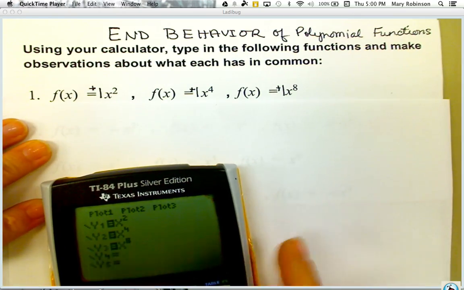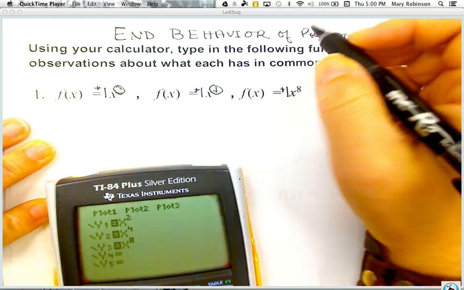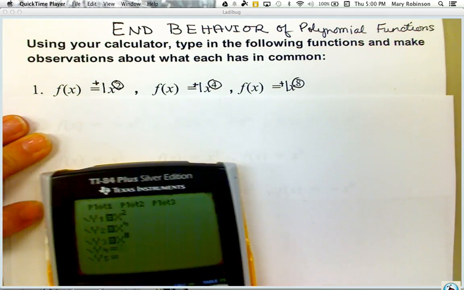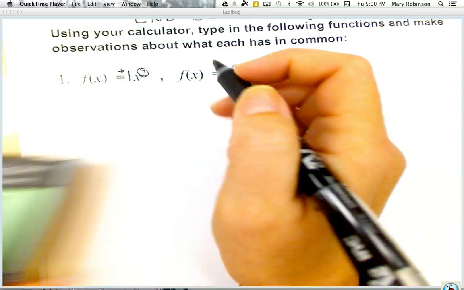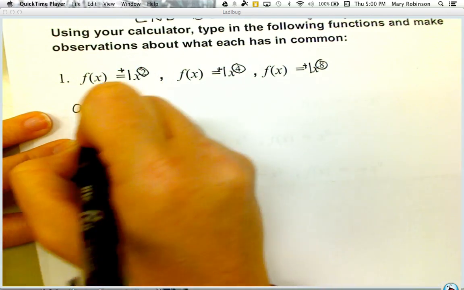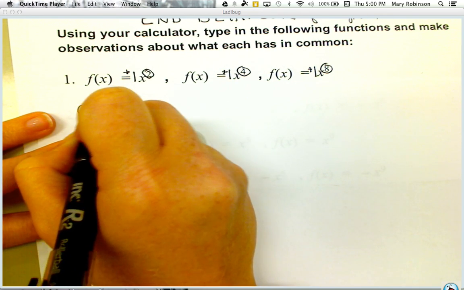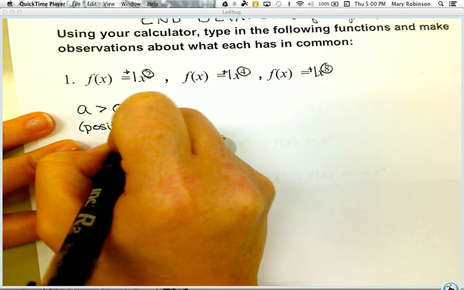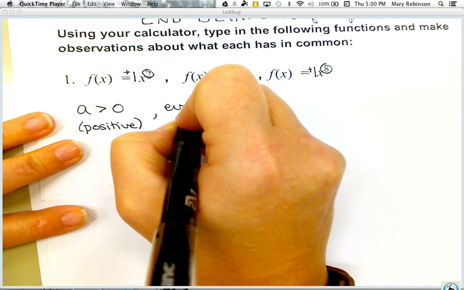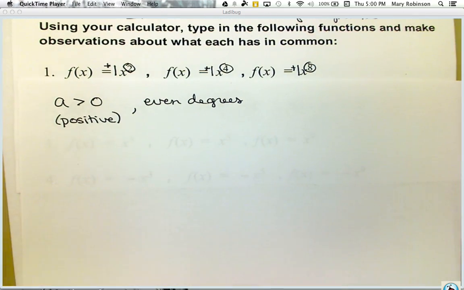The second thing they have in common is that their degrees, meaning their exponents, are even. 2, 4, and 8, they're all even. So let's consider that. That means that for all three of these, our a value is greater than 0. Whenever you see that, please recall that it just means greater than 0 means that it is positive. In addition to that, our degrees are even. So we'll put up here even degrees.